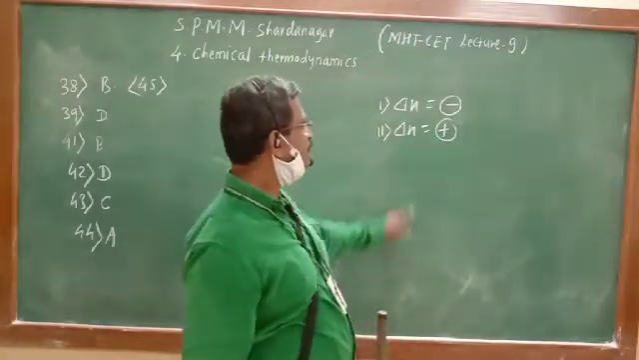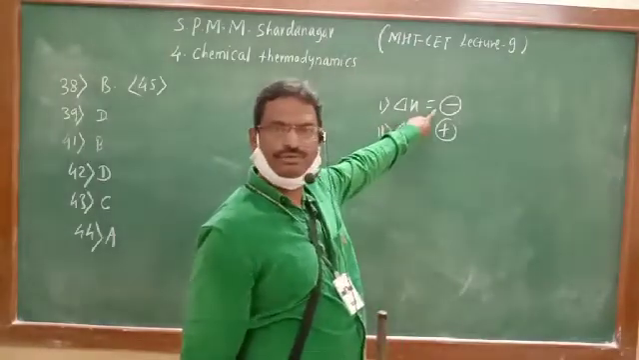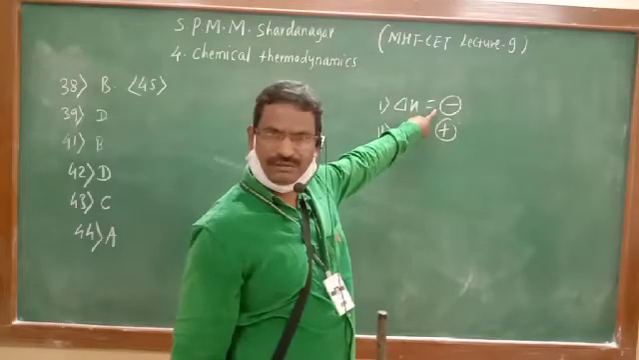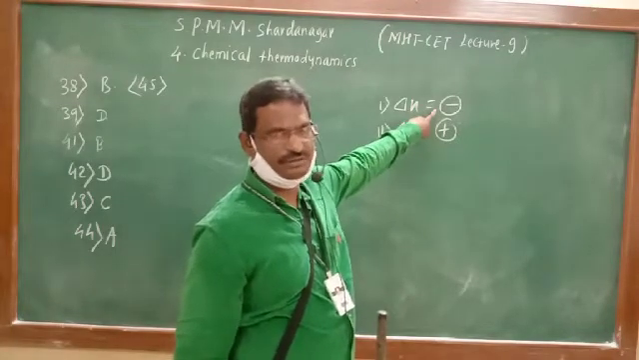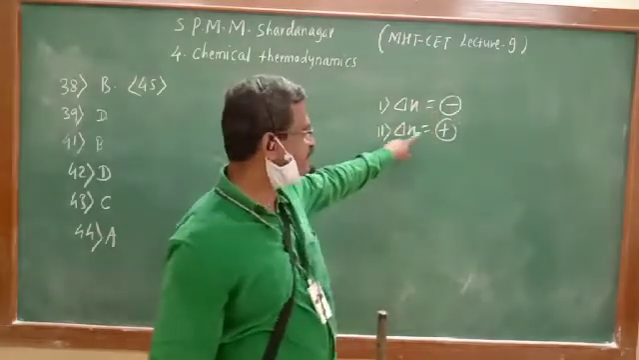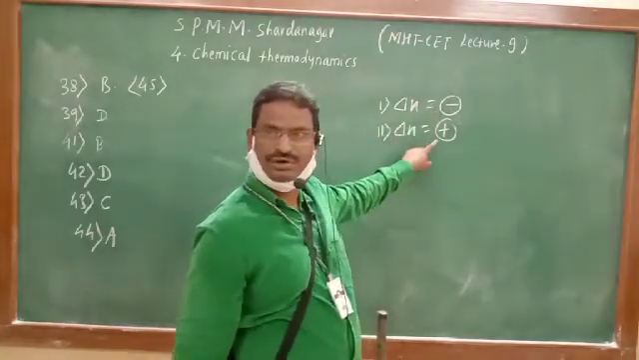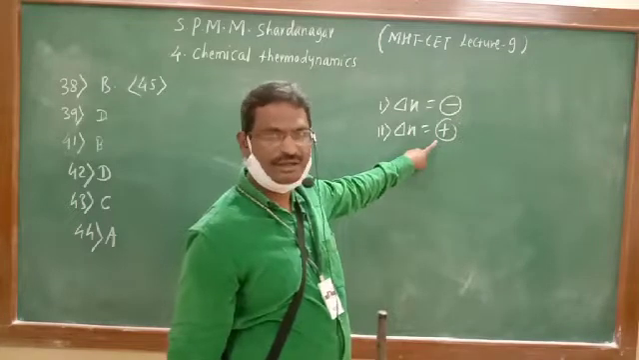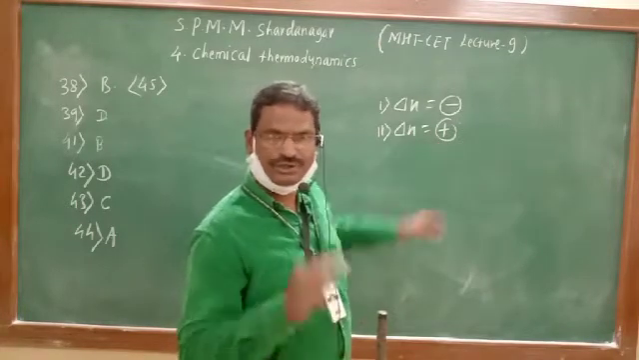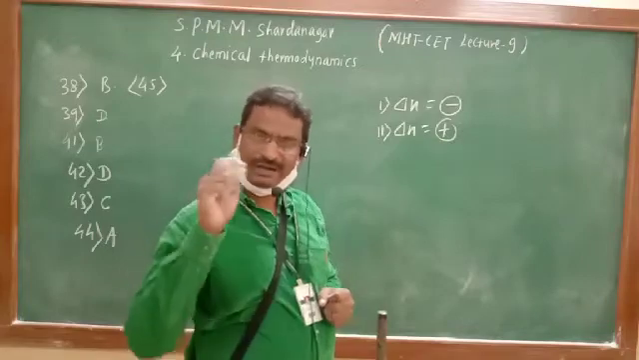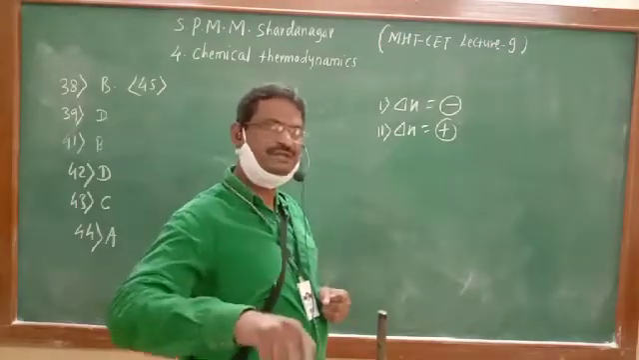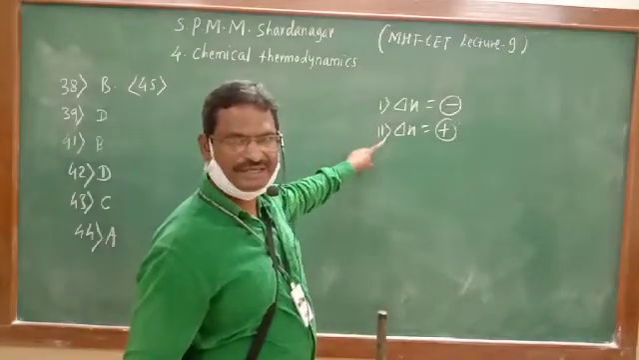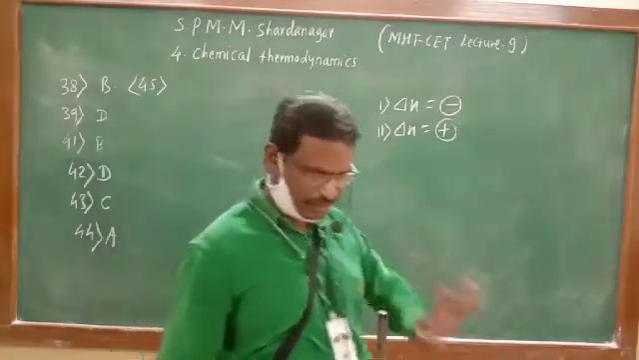We know if delta H is negative, what is the nature of this reaction? Endothermic or exothermic? Exothermic. For the second reaction, delta H is positive. What is the nature of this reaction? Endothermic or exothermic? Endothermic. So which option is correct? That option is correct in which the first equation is written as exothermic and the second is given as endothermic.